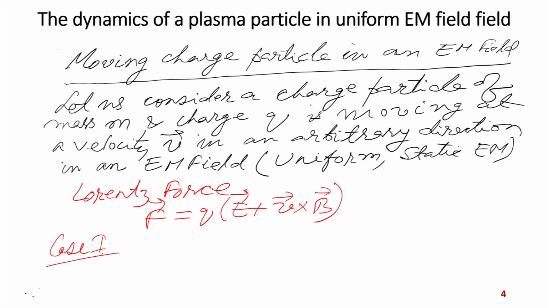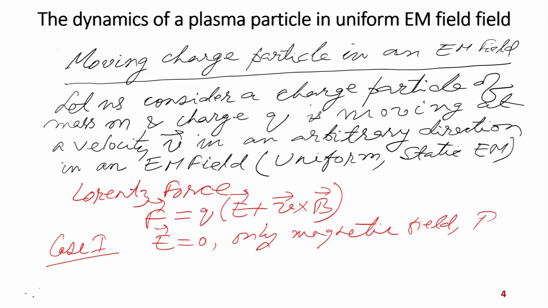In case 1 we will consider that E is 0, so only the magnetic field, whose flux density is given by B. This is possible only when I consider the static case. In the dynamic case this cannot be, because a change of magnetic field will give you an electric field, and a time change of electric field will give you a magnetic field. But in the static case we can consider this.